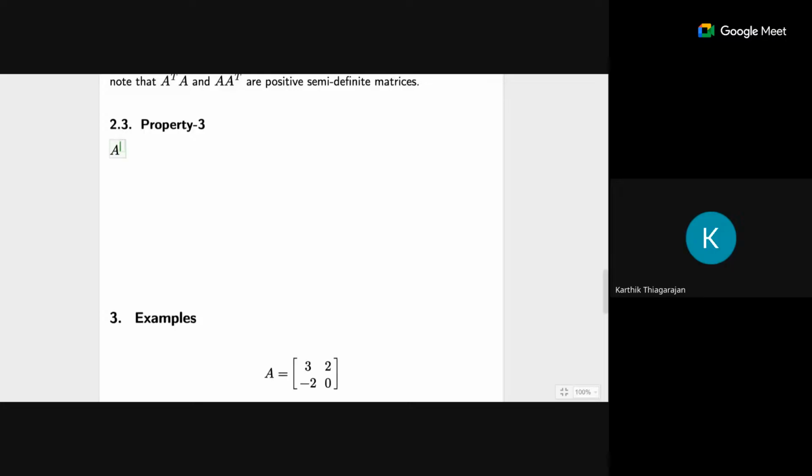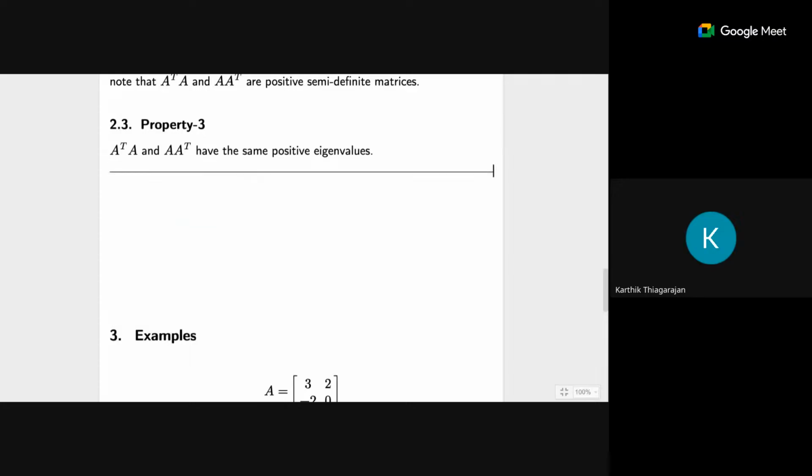So A transpose A and AA transpose miraculously have the same positive eigenvalues. That's a very nice connection between the two. Not only are the eigenvalues non-negative, they are actually the same for both of them. The positive eigenvalues, right? This is important. Not all the eigenvalues are the same, but the positive eigenvalues are the same.